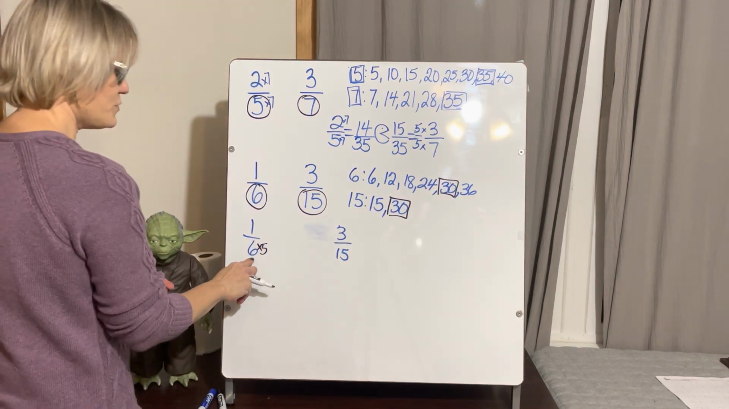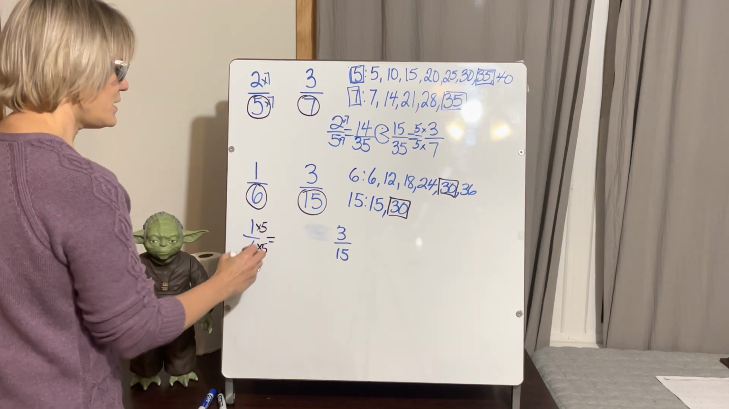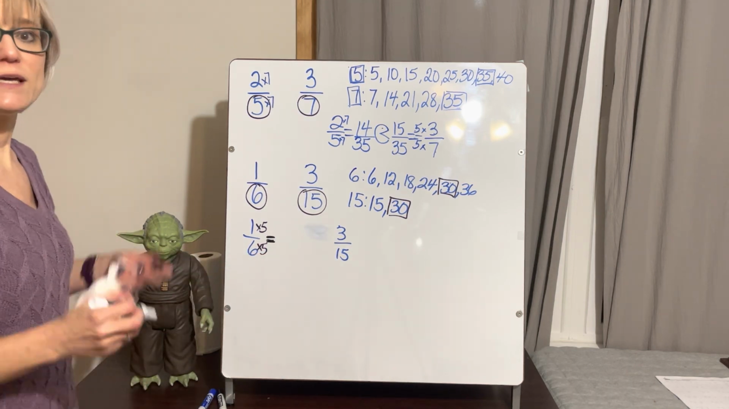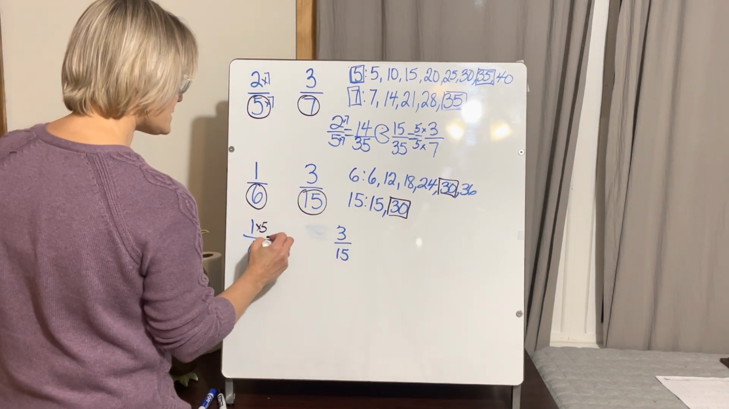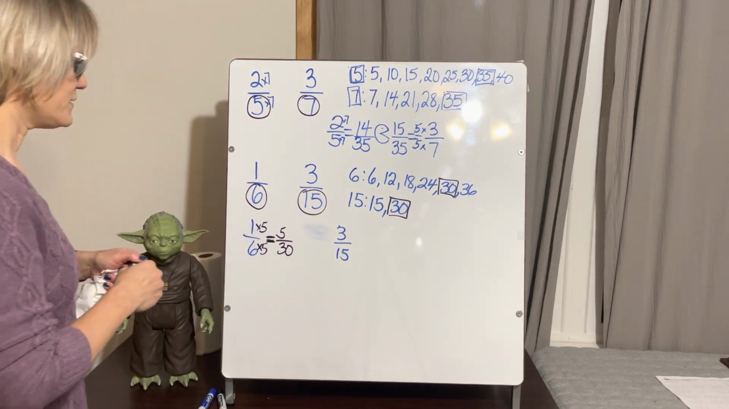So what I do to the denominator, I do to the numerator. Now I'm creating an equivalent fraction so that these two can be compared. So I've got 6 times 5 is 30. 5 times 1 is 5. All right, got that one.